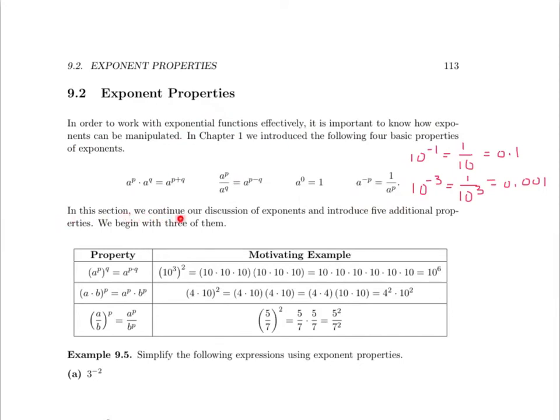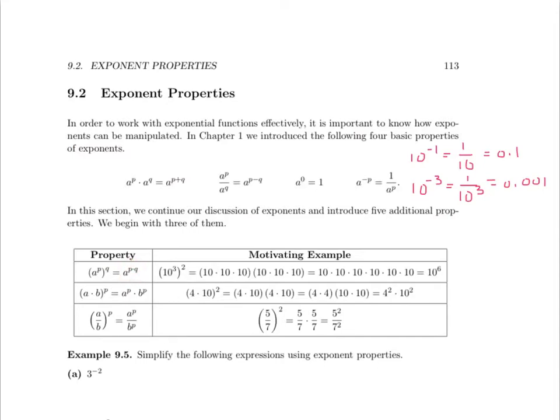In this section, we're going to continue our discussion of exponents and introduce 5 additional properties, and we're going to begin with 3 of them. So let's look at this first property. If you have a number a raised to the p power and then you raise the entire thing to the q power, you can calculate the result by really just taking a and raising it to the product of the 2 powers.